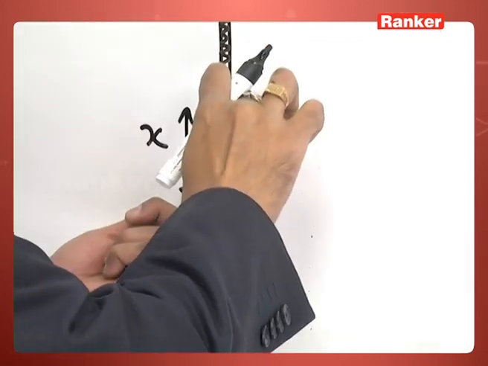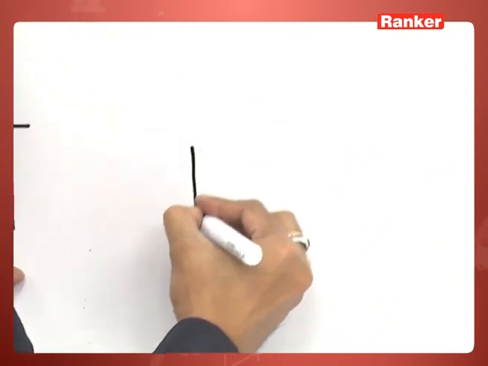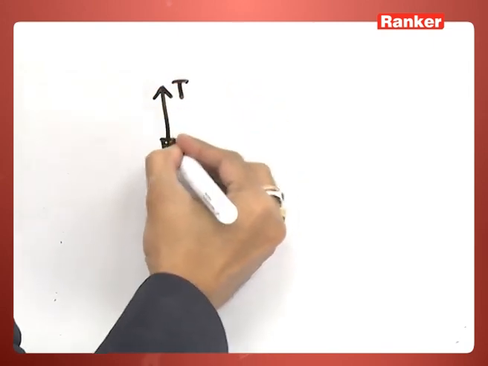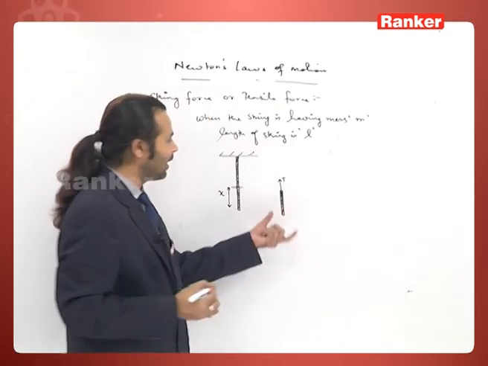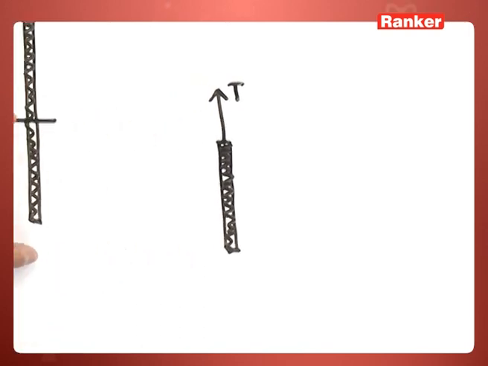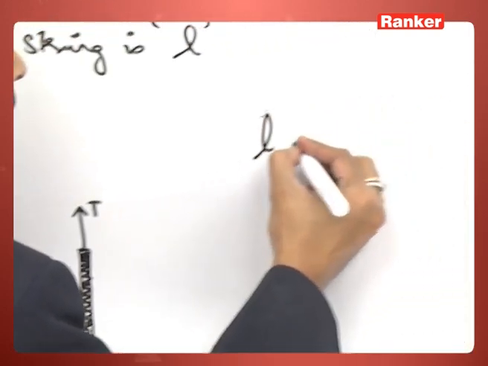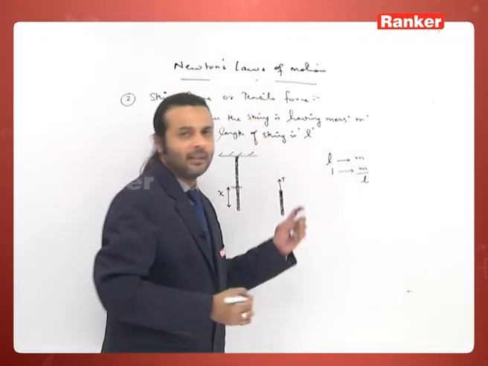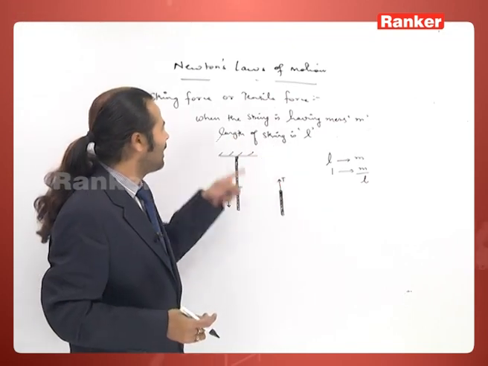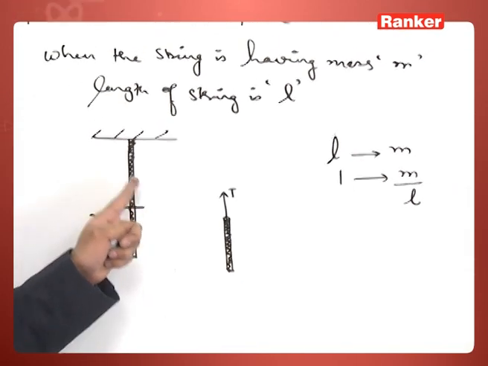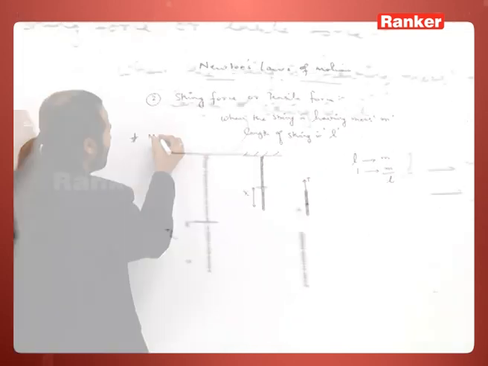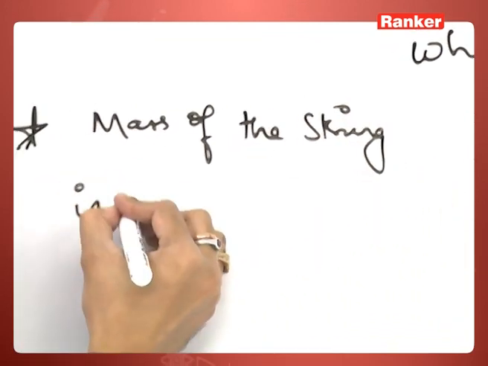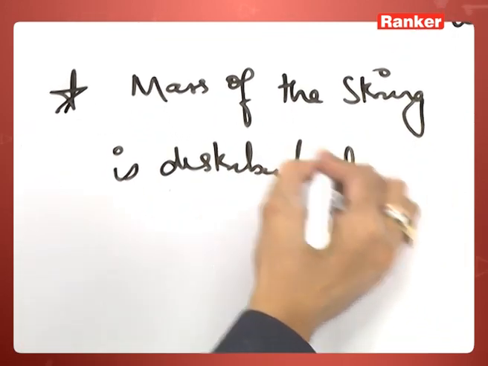Now for this x part of the string, let the tension be like this. Let us calculate the mass of this part of the string. For L length, mass is m. For 1, it will be m by L. And I repeat it once again: here, the mass is distributed uniformly. So I put an asterisk and write: mass of the string is distributed uniformly.